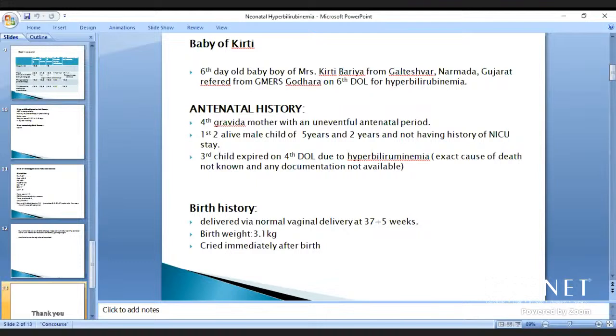Sir, preterm baby having immature blood-brain barrier, so they are more prone for bilirubin encephalopathy. Okay, one reason is immature blood-brain barrier. Anything else?